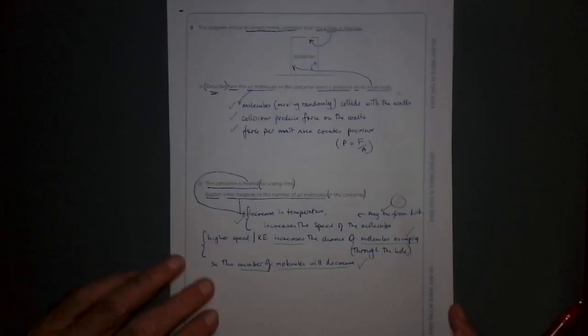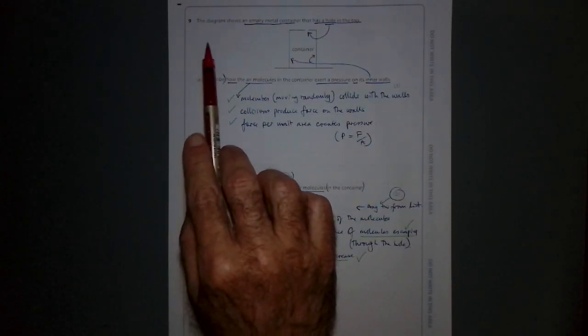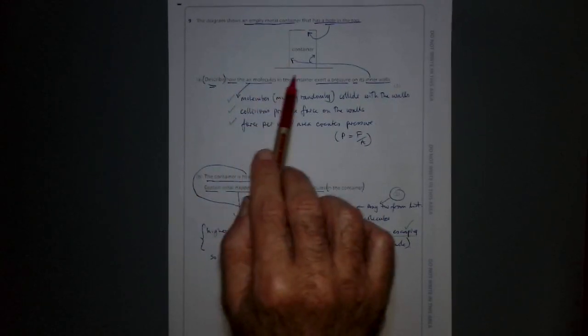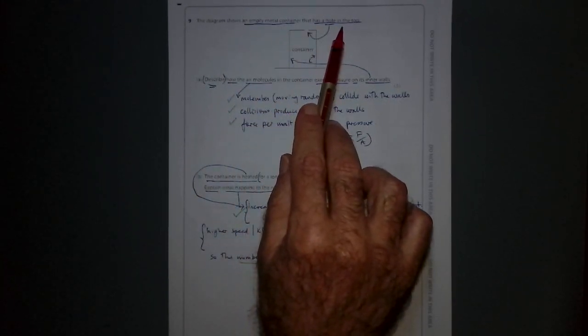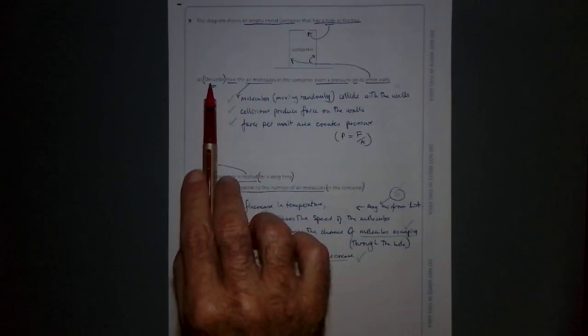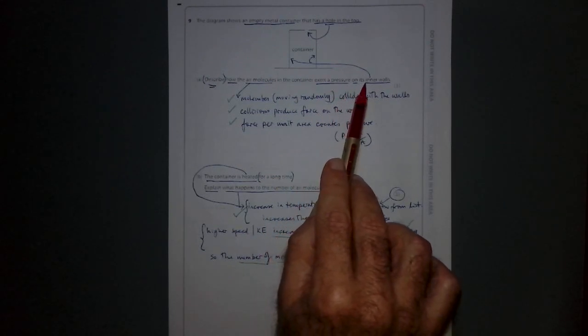Okay. The next part is about question 9, which is from the pressure topic, which is in the same area of the syllabus. Question 9 is showing you a diagram with an empty container that has a hole in the top. So you can mention that. You can see the hole here. It wants you to describe how the air molecules in the container exert a pressure on its inner wall.